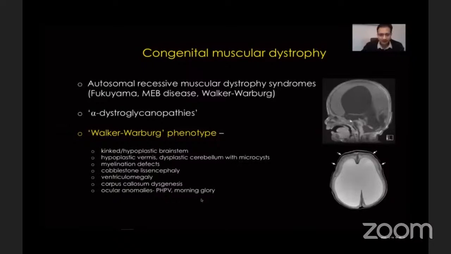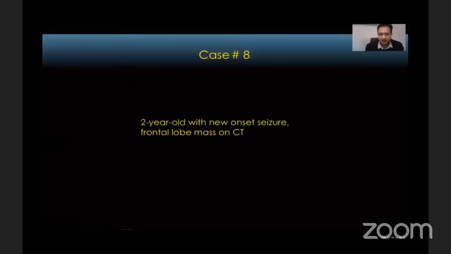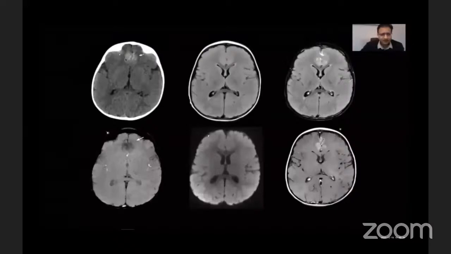Next case, case number 8, is a 2-year-old child who presented with new onset seizure and a frontal lobe mass on outside hospital CT imaging. So on this initial non-contrast head CT, we see this hyperdense mass in the anterior midline straddling the falx cerebri and involving bilateral medial frontal lobes.